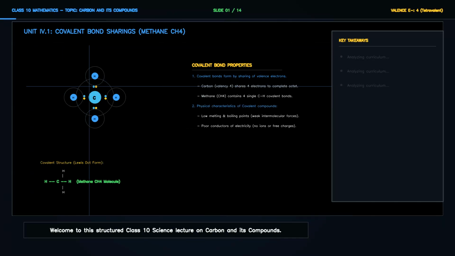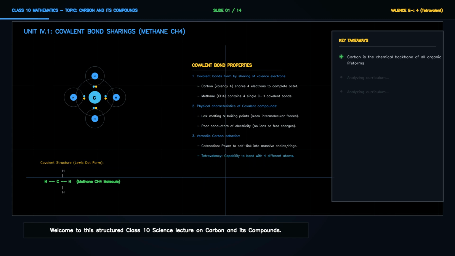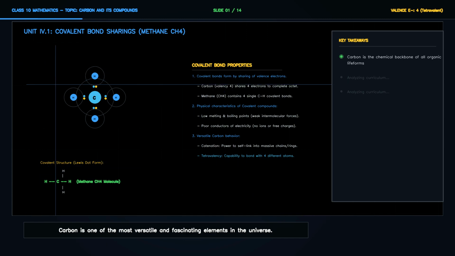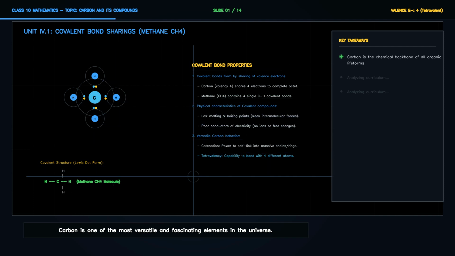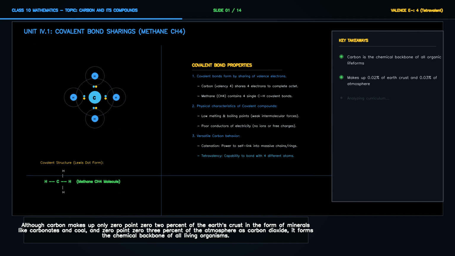Welcome to this structured Class 10 science lecture on carbon and its compounds. Carbon is one of the most versatile and fascinating elements in the universe. Although carbon makes up only 0.02% of the Earth's crust in the form of minerals like carbonates and coal, and 0.03% of the atmosphere as carbon dioxide, it forms the chemical backbone of all living organisms.